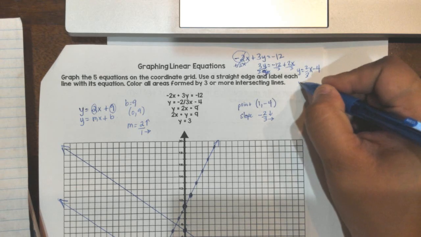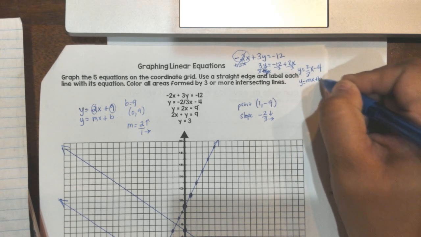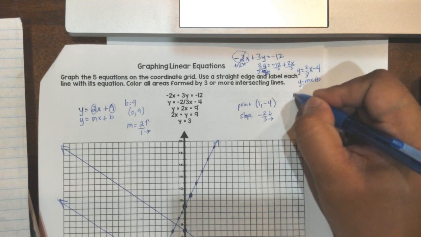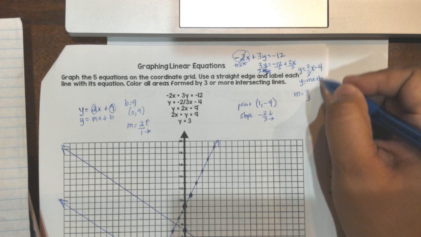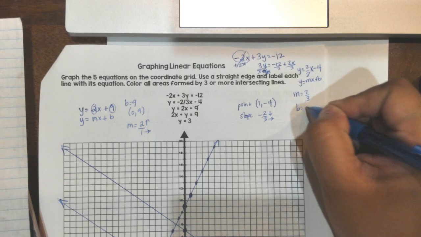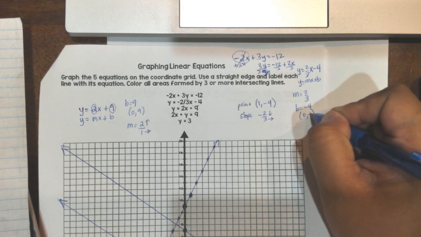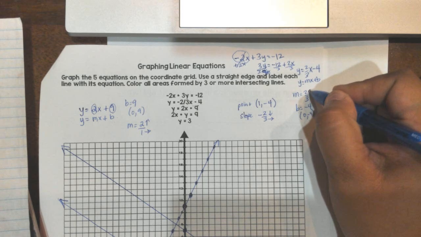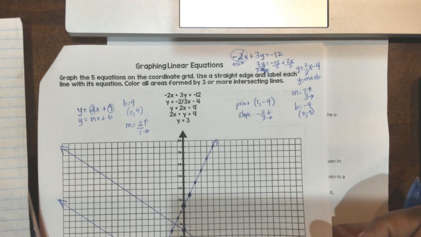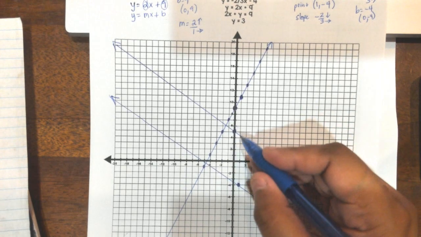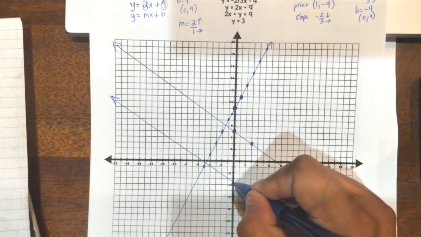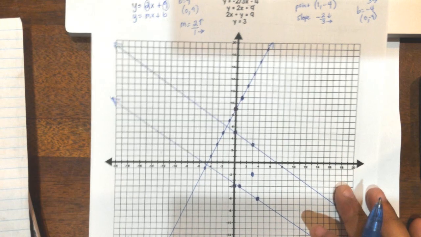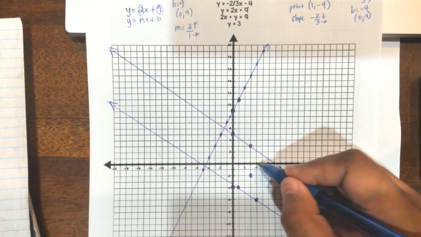So what is my slope? Just write it underneath. Your slope is your m, so it's 2/3. And your y-intercept is negative 4, so I'm going to go ahead and plot 0, negative 4. Since my slope is 2/3, I'm going to go up 2 and to the right 3. So I start at negative 4, go up 2 and to the right 1, 2, and 3.